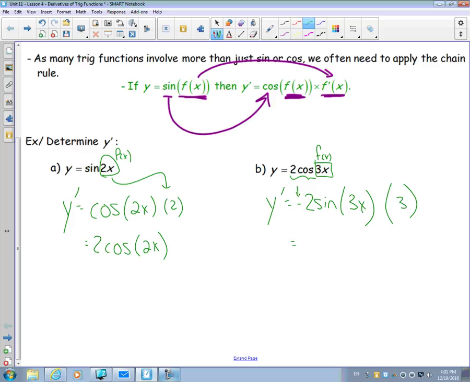Okay, and then we're going to rearrange this. We'll multiply this times that, which gives us negative 6 sine 3x. I like to put in brackets just to identify that part and piece for myself. All right, I'll try some more.